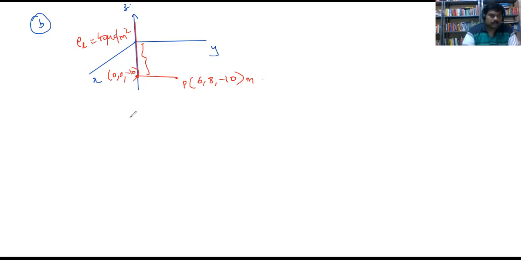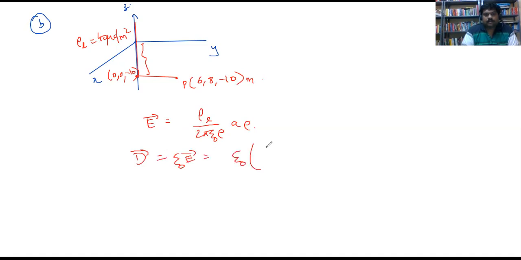Okay, so what is the formula for electric field intensity due to a line charge? It is rho L by 2 pi epsilon naught into rho, into a rho. So D equals epsilon naught into E, which is epsilon naught into rho L by 2 pi epsilon naught rho into a rho. So epsilon gets cancelled. What remains? Rho L by 2 pi rho into a rho.